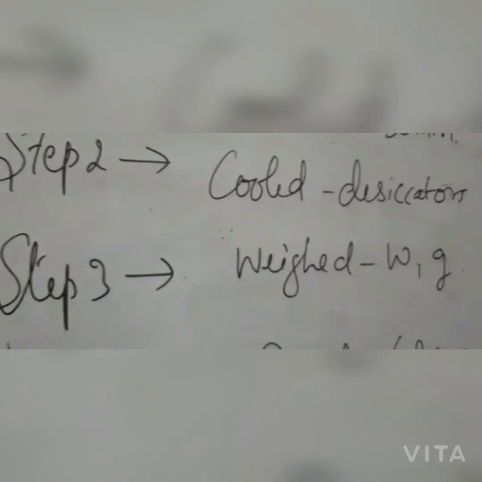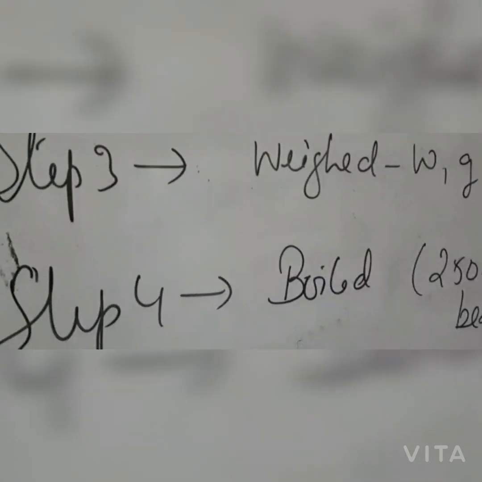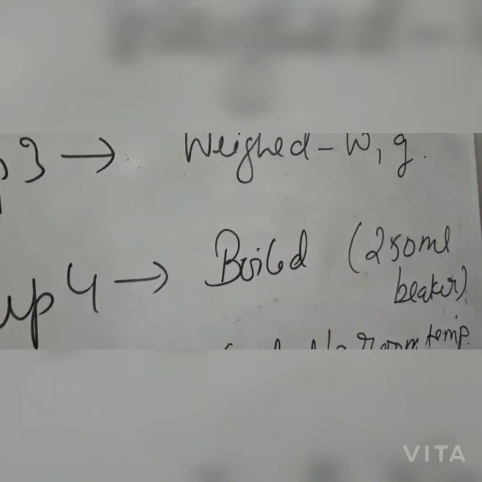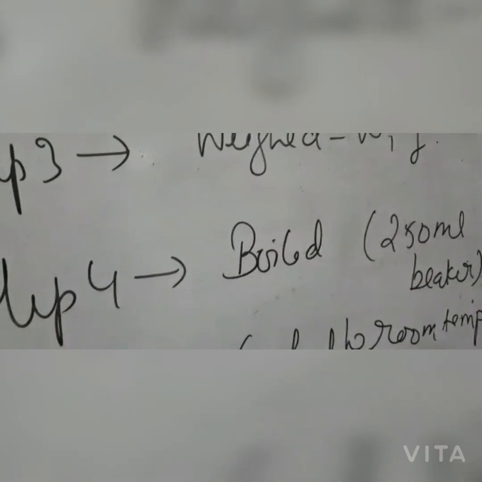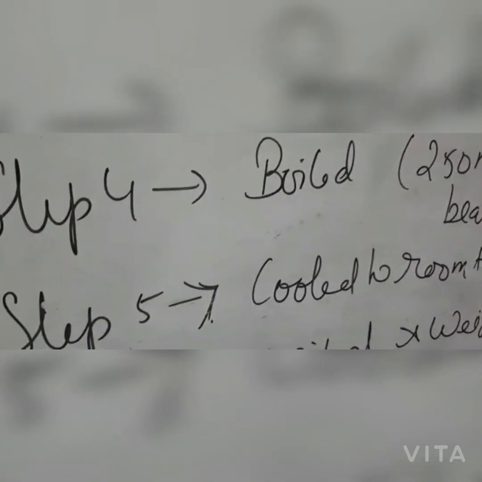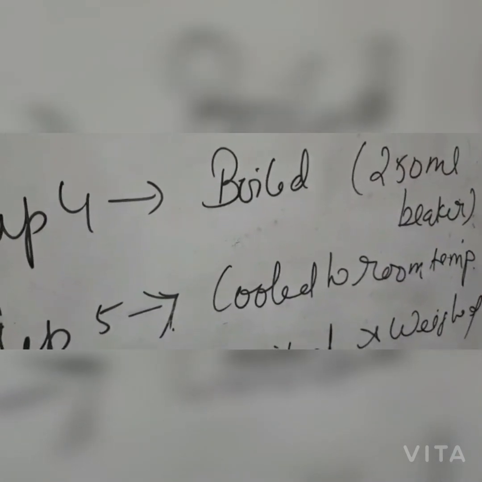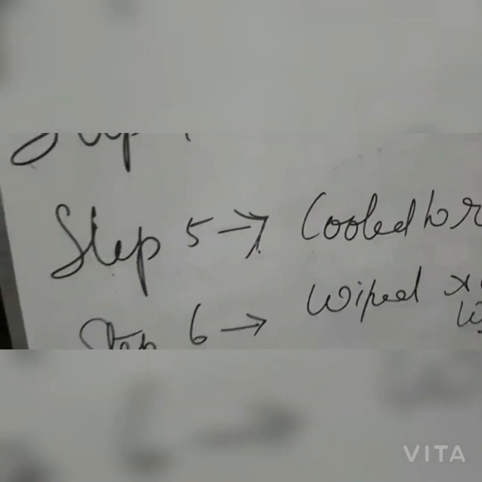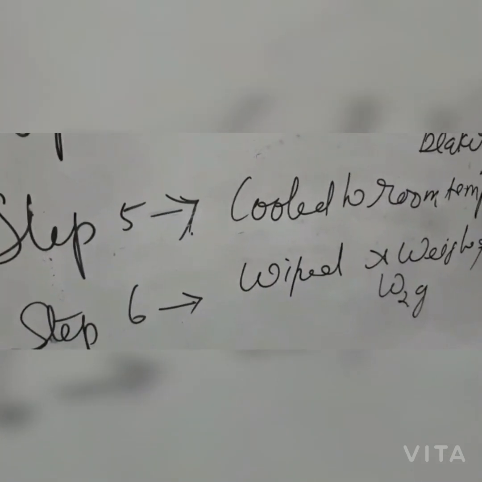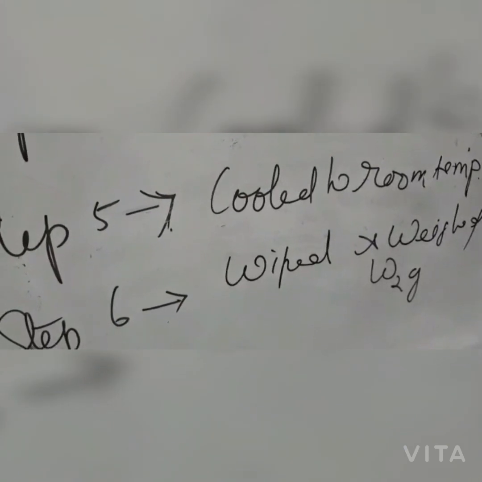Step 3. Now the sample is weighed and the weight is taken as W1 gram. Then after that, the sample is taken in a 250 ml beaker and distilled water is added to it until it gets immersed, and then it is boiled. After it has boiled for about 15 minutes, it has to be taken out and cooled to room temperature. Then the sample must be wiped using tissue paper or a clean cloth, and then it has to be weighed, and the weight is now taken as W2 gram.